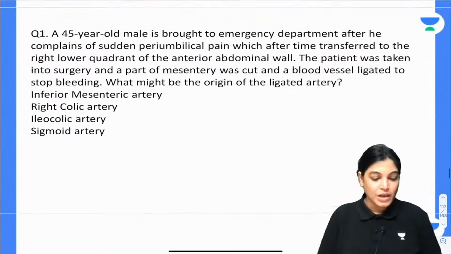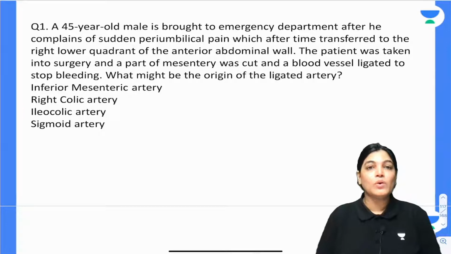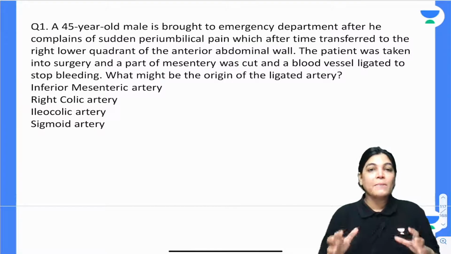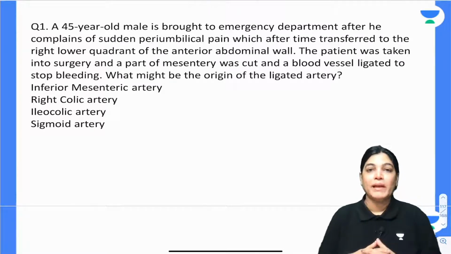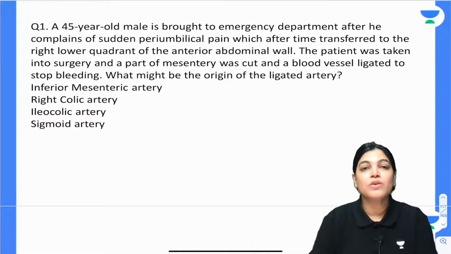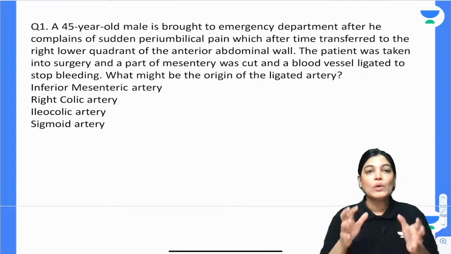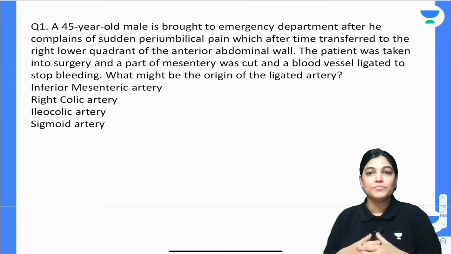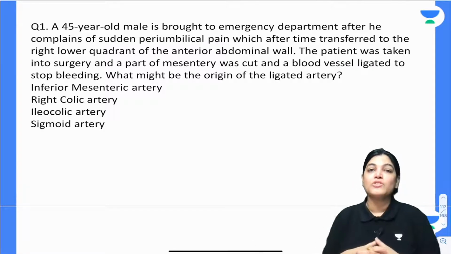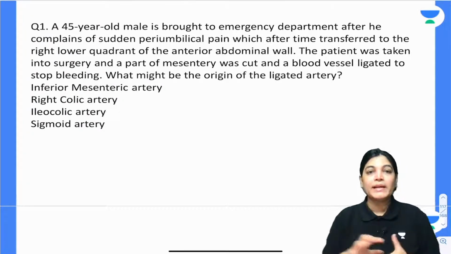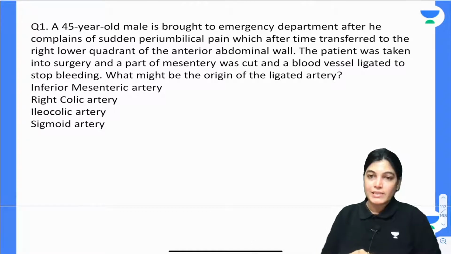So let's start with the session now. A 45-year-old male is brought to the emergency department, and he complains of sudden periumbilical pain. What is the key point? Sudden periumbilical pain, which after some time radiates to the lower right quadrant of the anterior abdominal wall. The patient was taken into surgery, and a part of the mesentery was cut. The blood vessel is ligated to stop the bleeding. What might be the origin of the ligated artery?